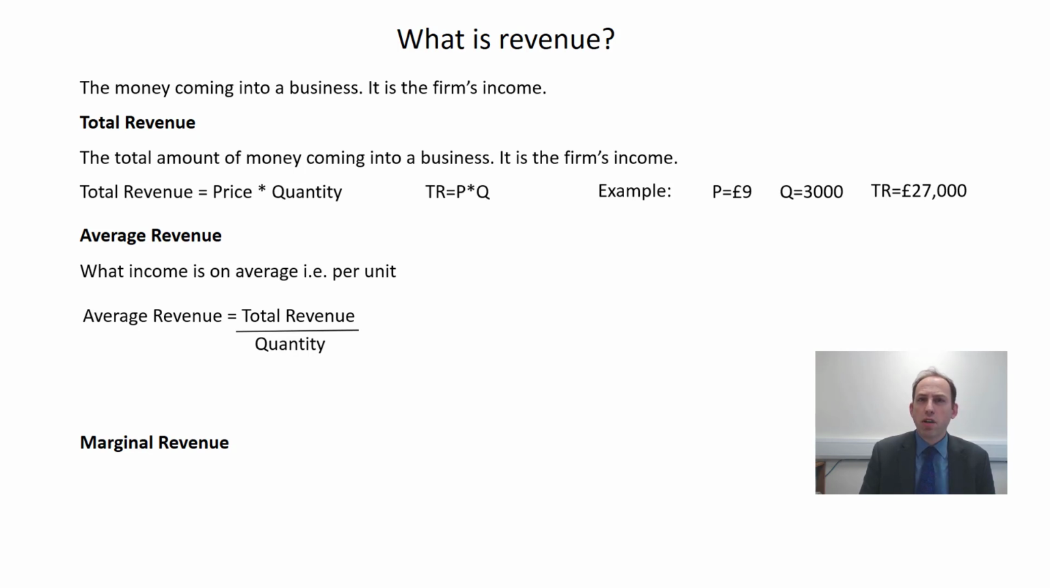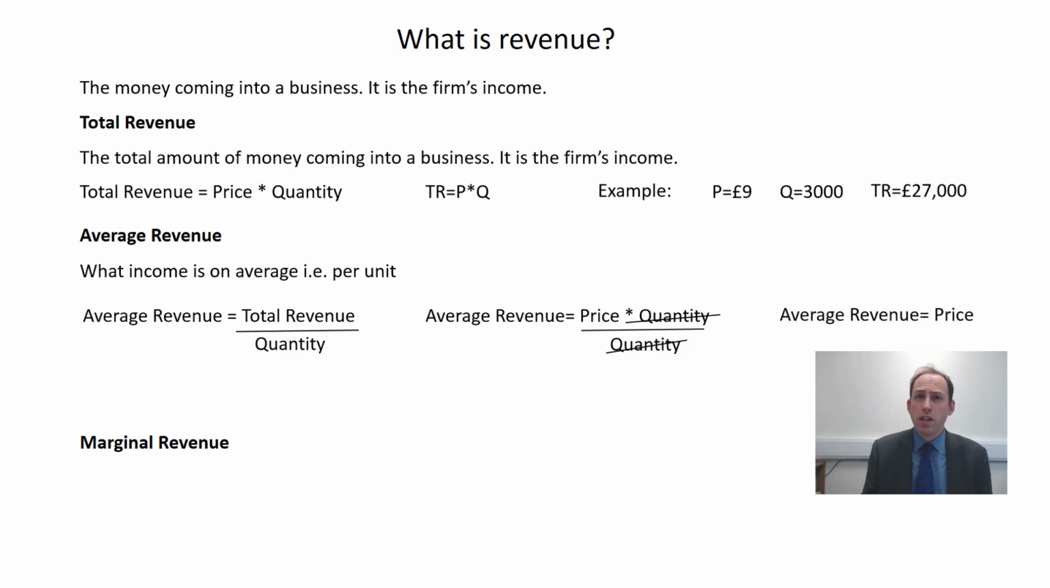But we've just defined total revenue, and there's a fun little trick we can do here. So average revenue is price times quantity divided by quantity. And we'll remember from our mathematics that we can cancel the quantities out, which means that average revenue is our price, which is nice. And that's what you'd expect: if every time you're selling a unit for £9, you're getting £9 on average. That's the price.